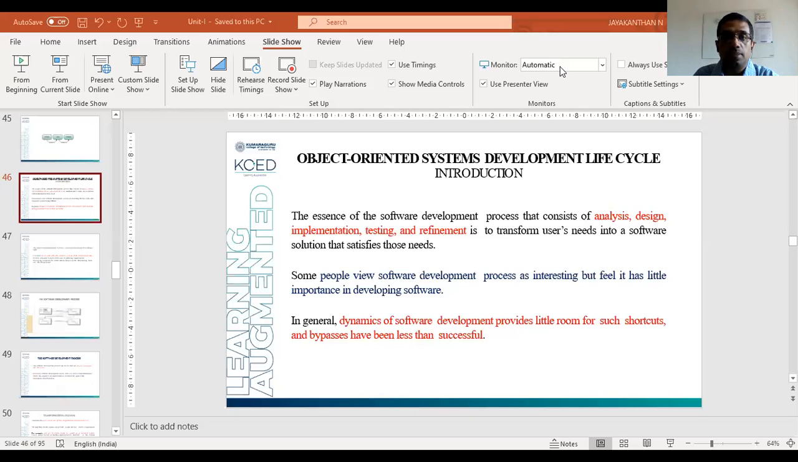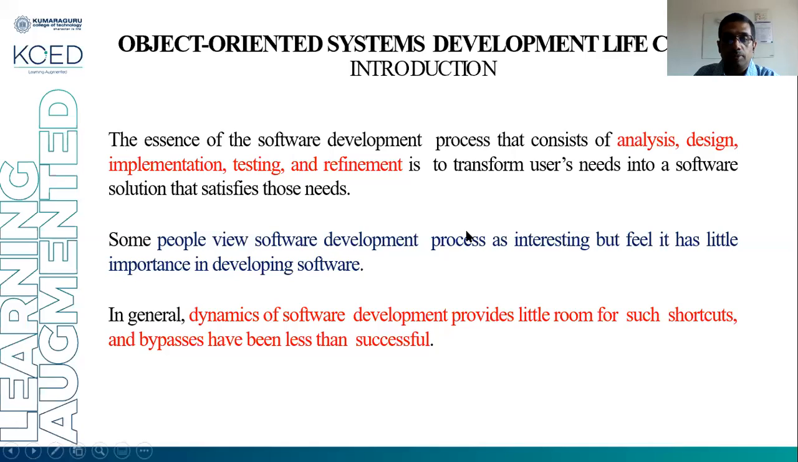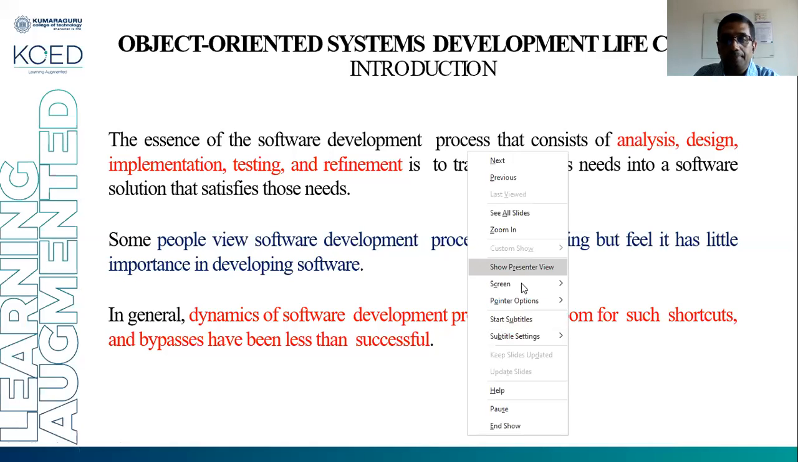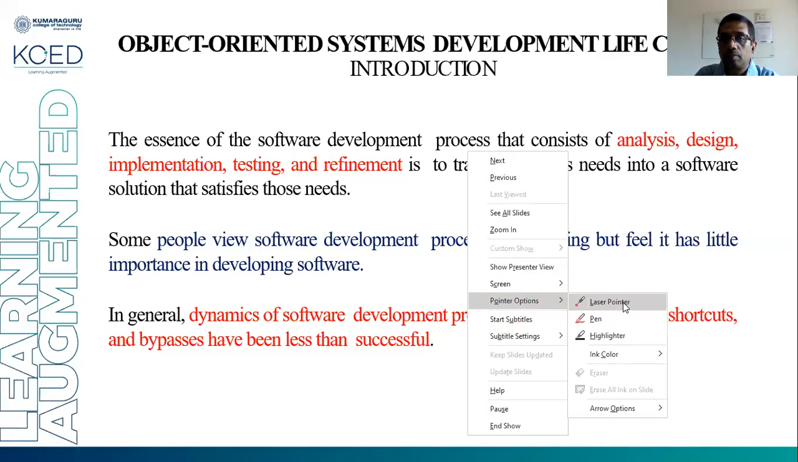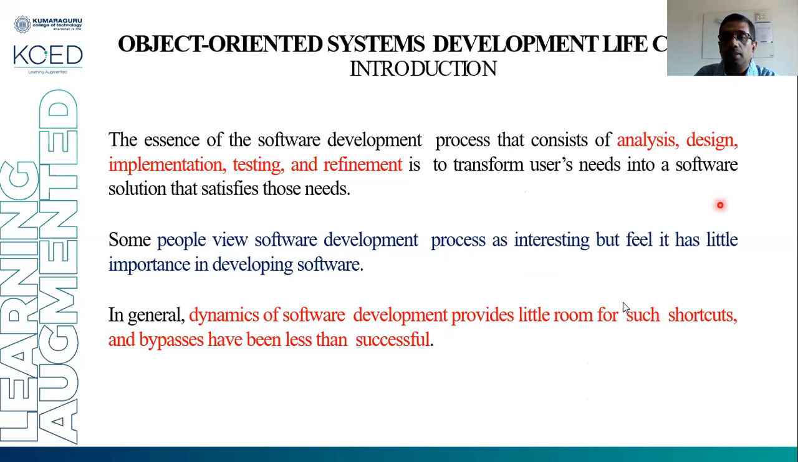First, the object-oriented system development life cycle introduction. The software development process consists of various phases, such as analysis, design, implementation, testing, and refinement. These phases transform the user need into a software solution that satisfies the need.